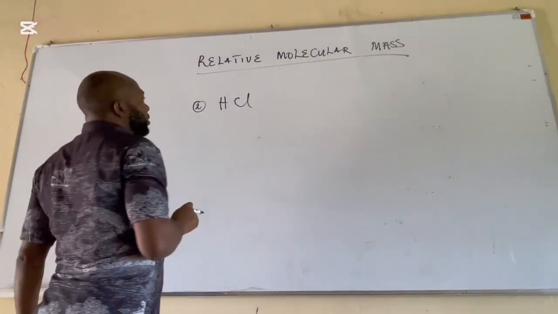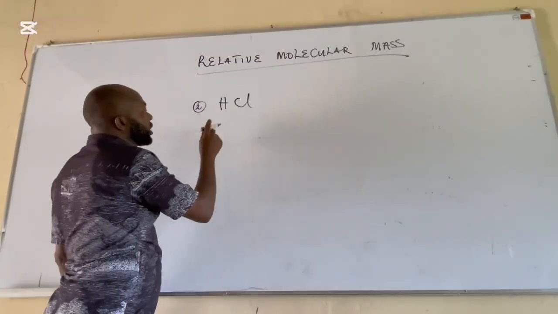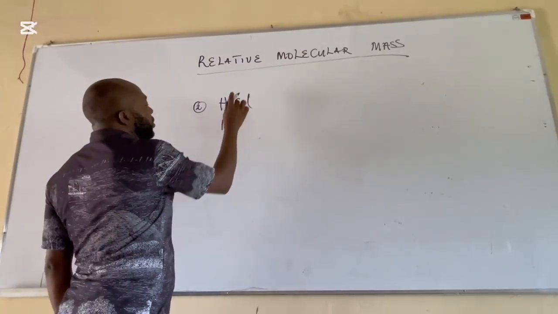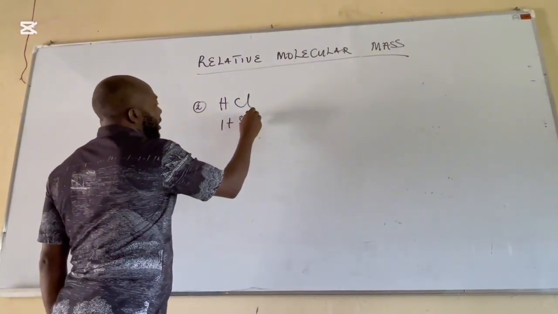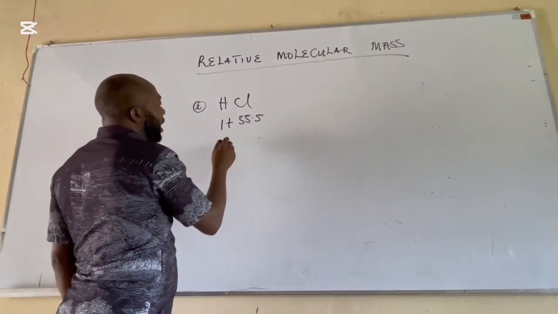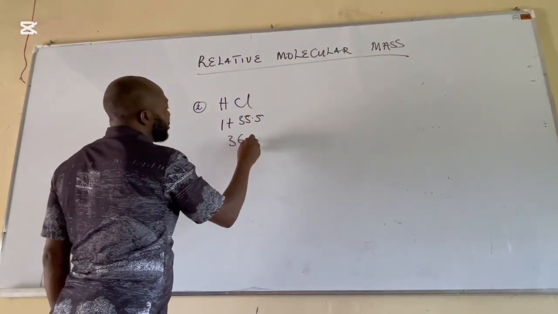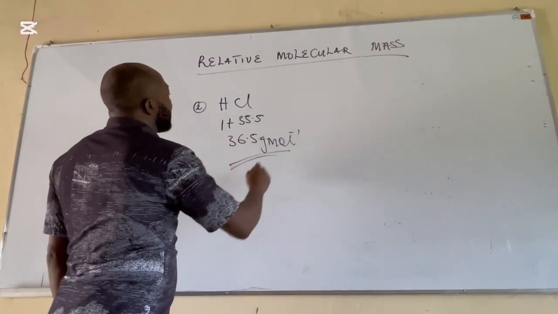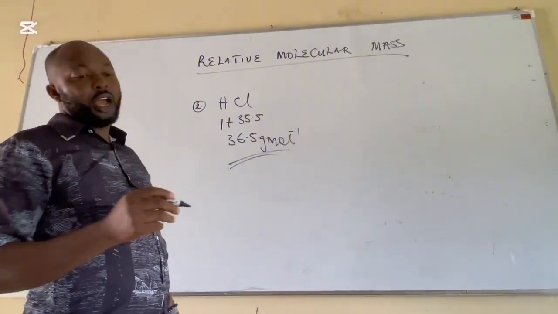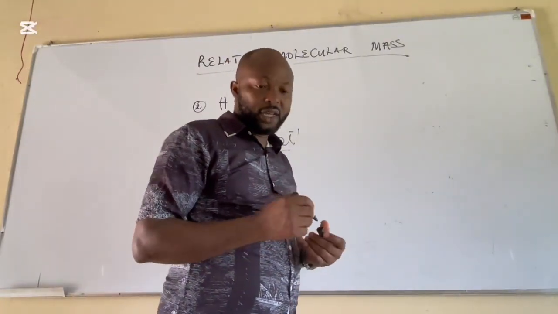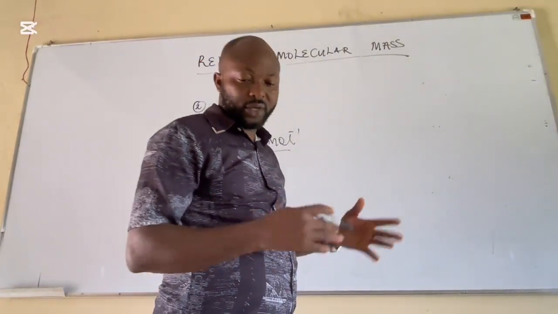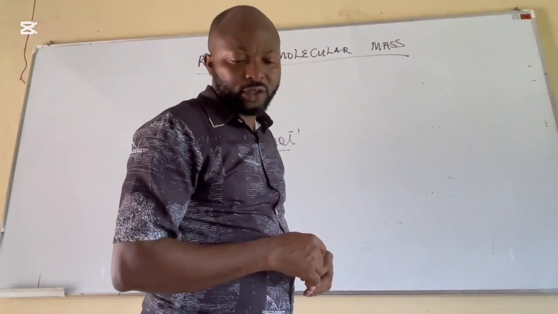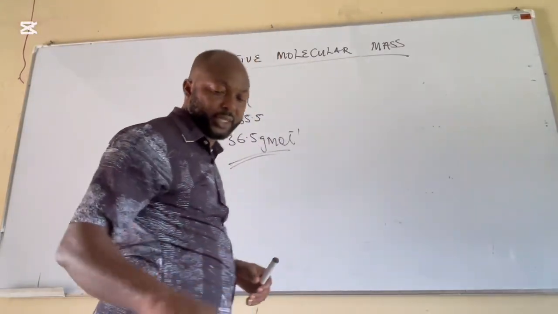HCl. So the atomic mass of hydrogen is 1, plus that of chlorine, which is 35.5. So if I add these two, I have 36.5 g/mol. So this becomes the relative molecular mass for hydrochloric acid. Let's take something a little different. Let's take that of ammonium sulfate.